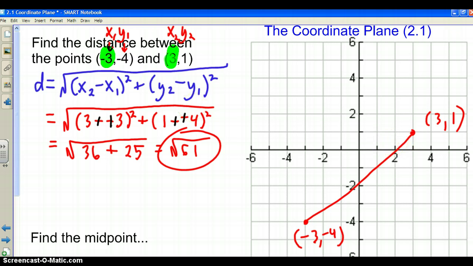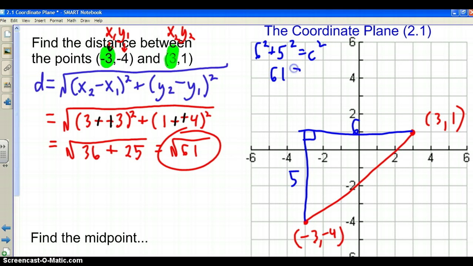There is another way you could do it, just to show you. If you wanted to, you could actually draw a right triangle here and count out this side. 1, 2, 3, 4, 5, 6. Count out this side, it's 5. And you could use the Pythagorean theorem. You could say 6 squared plus 5 squared is equal to c squared. So that's 36 plus 25, which is 61, is equal to c squared. Take the square root of both sides.